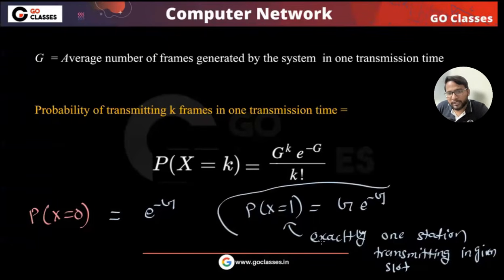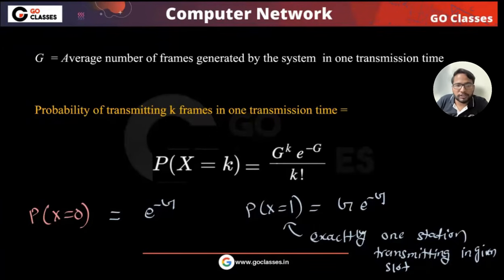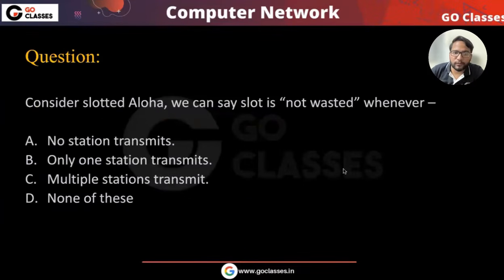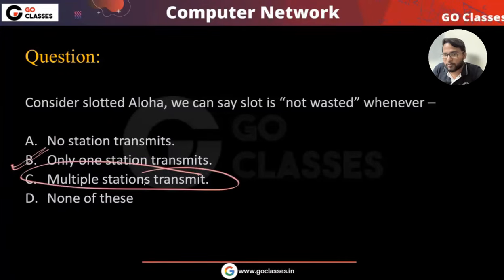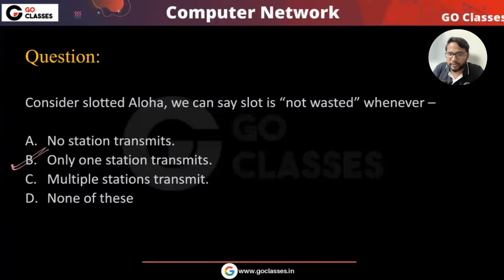Do you recall that this probability is very interesting to us? This probability is same as something called efficiency. This probability is same as throughput if I'm measuring throughput in packets per slot, right? So this particular probability is very much important. I will come to that in just a minute. Already we have seen all of this. Still, I'm just revising. So consider slotted Aloha: we can say that a slot is not wasted whenever only one station transmits. If exactly one station transmits, then the slot is not wasted. If no one is transmitting, the slot will be wasted. If multiple stations transmit, the slot will be wasted. Exactly one transmitting, slot is not wasted, right?